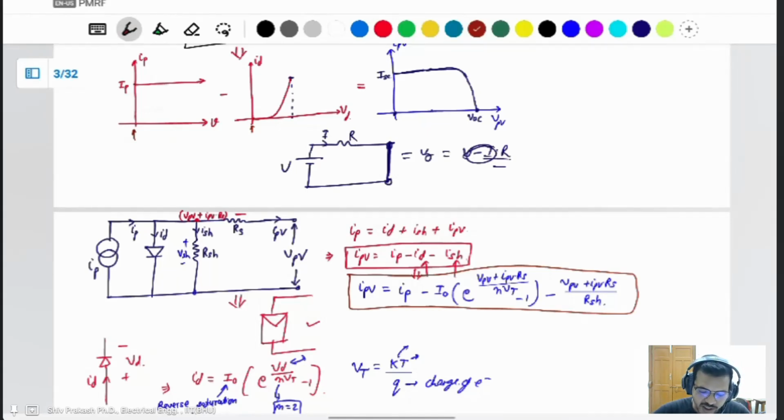Then what are the short circuit current and open circuit voltage? These two are the most important things in a PV cell. Then how do we calculate the short circuit current, and how do we calculate the open circuit voltage?